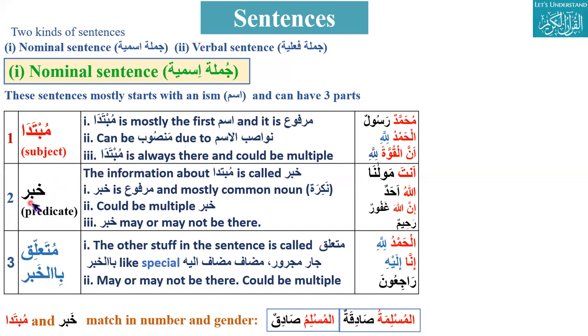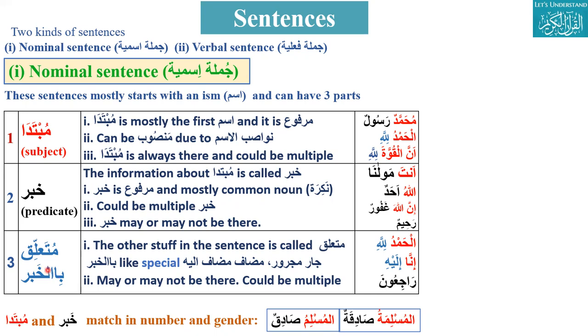And khabar, the information about mubtada, is called khabar. So khabar is marfu and mostly a common noun and could be multiple. And khabar may or may not be there. And the muta'alliq bil khabar, the other stuff in the sentence, like special mudaf, mudaf alayhi, or jar majroor, may or may not be there or could be multiple. Okay. Which part will always be there? Mubtada, khabar, or muta'alliq bil khabar?